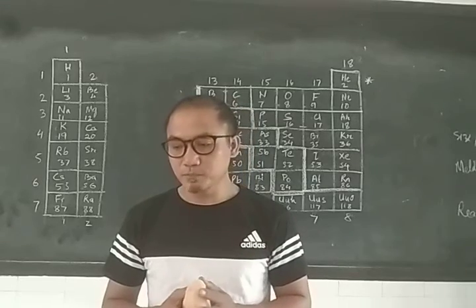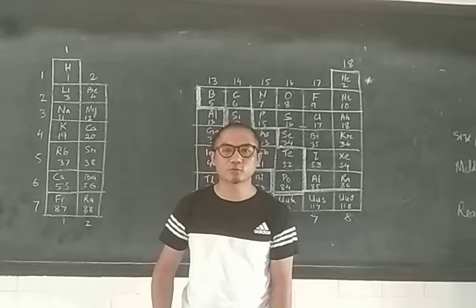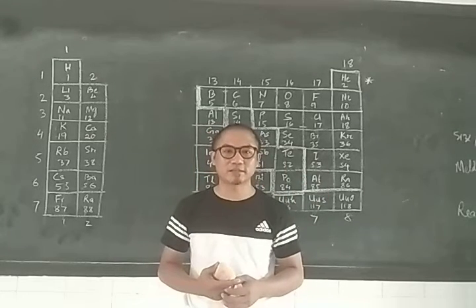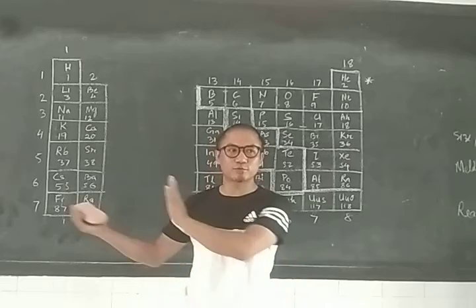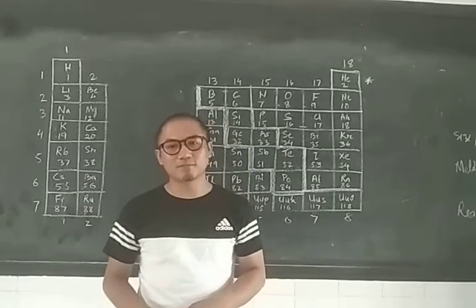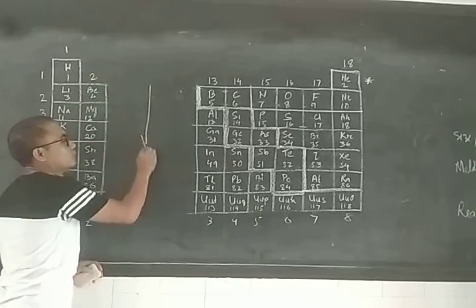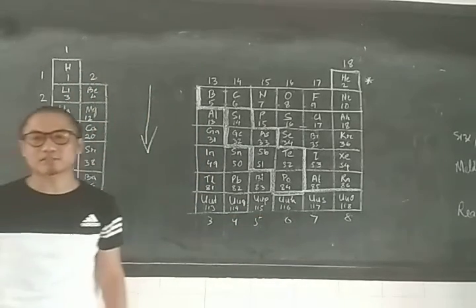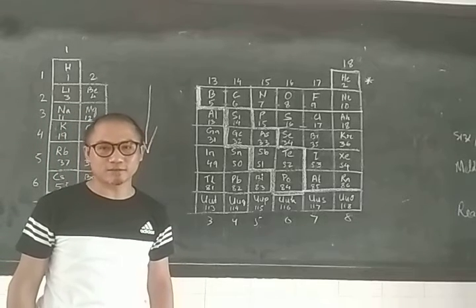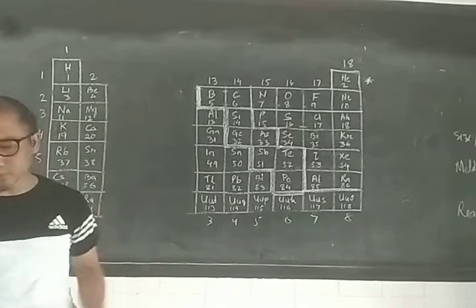Okay, we will proceed with the next. In the last class we learned what happens to the metallic character as we move from left to right. Now we will learn about what happens when we move from top to bottom. What are the properties we have here? It's very, very easy. Please listen carefully. You can replay it, and we will start with this.